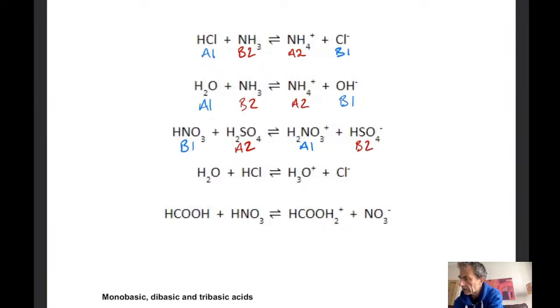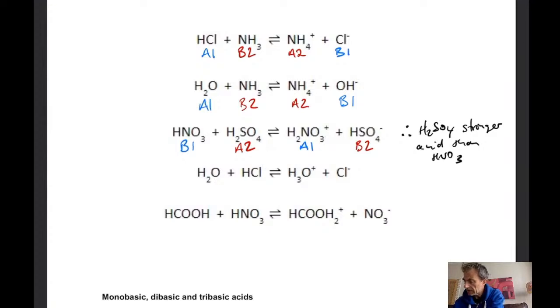So the kind of question they could throw at you from that is, what is that telling you about nitric acid and sulfuric acid? That tells us that sulfuric acid must be a stronger acid than nitric because it's the one that donates its proton. So we'll just put a little note there: H2SO4 is a stronger acid than HNO3, because it's the one that's donating the proton.